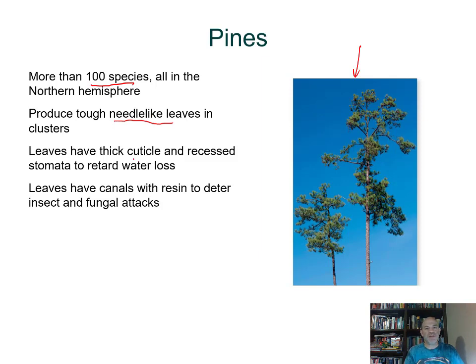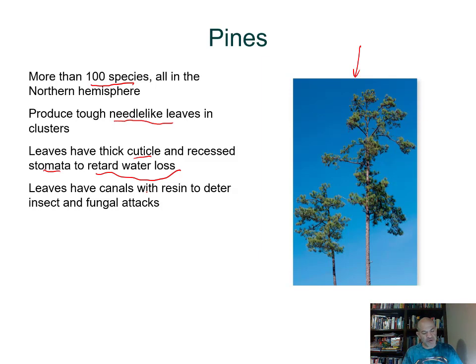The leaves have a thick cuticle, and the stomata, which open and close to allow gas exchange, are recessed, hiding deeper inside the leaf itself, which helps reduce even more the water loss. So the pine needle, the leaves on there, are actually adaptations for drier situations. During winter, deciduous trees will drop their leaves, and one of the reasons for that is to prevent too much water loss.